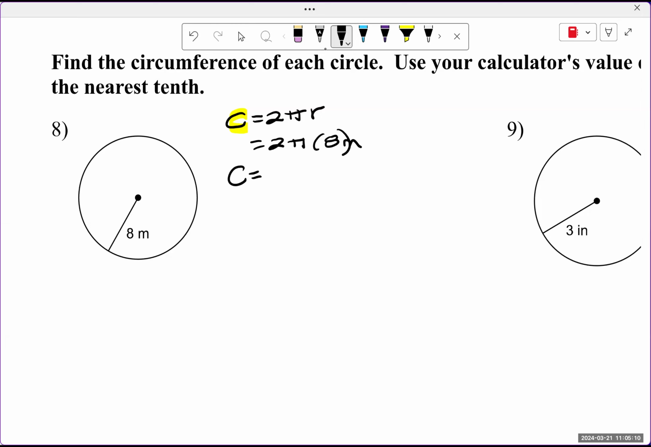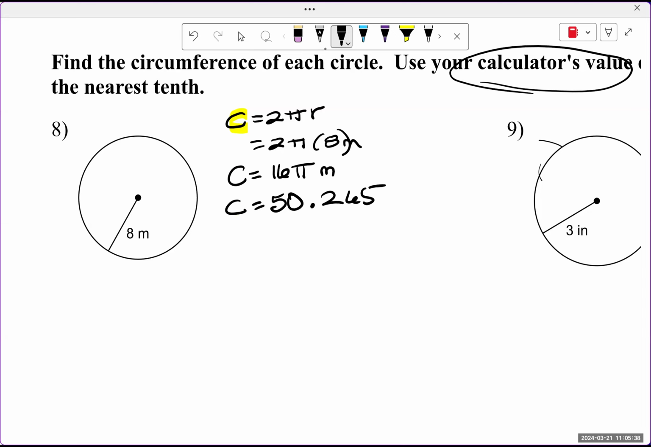So in terms of pi, we have 16 pi meters. Or using the calculator's pi button, 16 times pi is 50.265, round to the nearest tenth, 50.3 meters. Notice circumference and perimeter are not units squared.